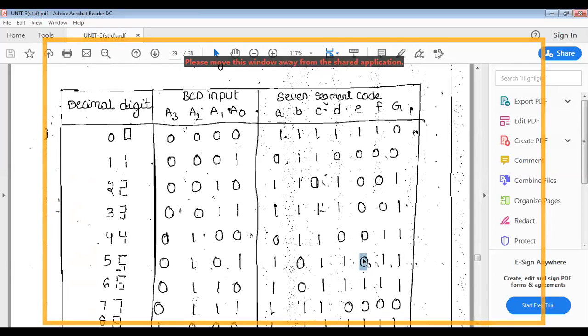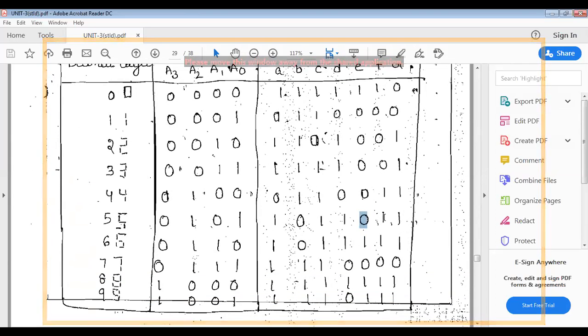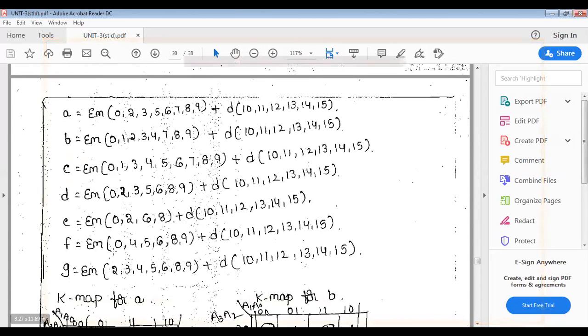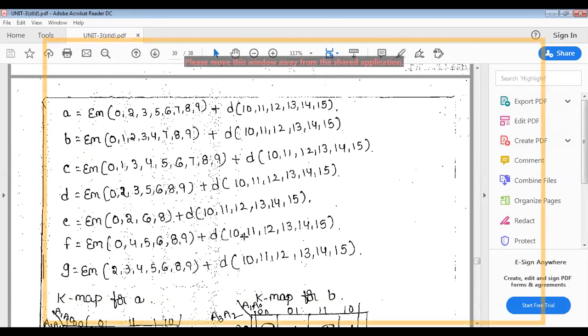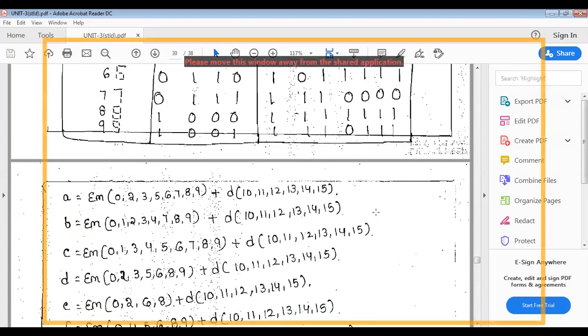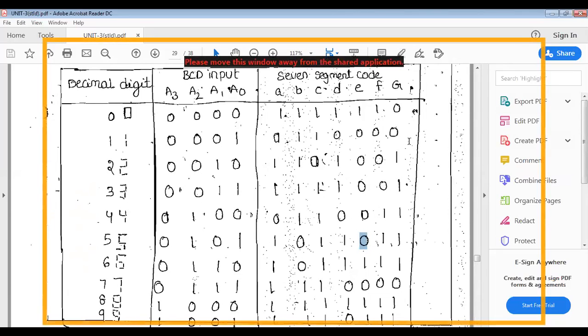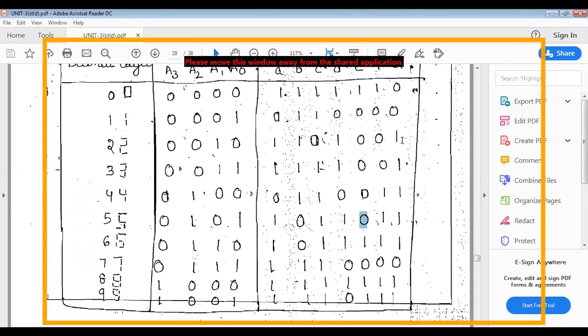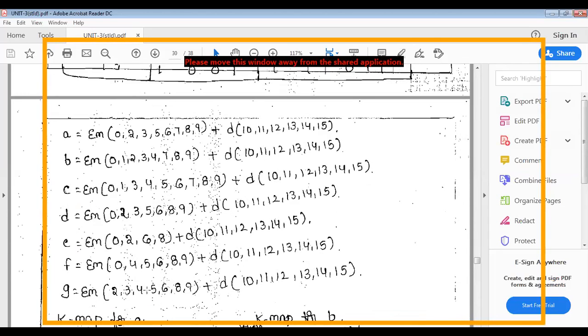Okay. Coming to the F values, 0 is a minterm, and 4, 5, 6, 8, 9. 0, 4, 5, 6, 8, 9 are the minterms, and 10 to 15 are don't cares. And to get this G, you see here, 2, 3, 4, 5, 6, 8, 9.